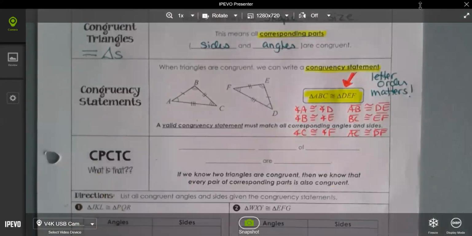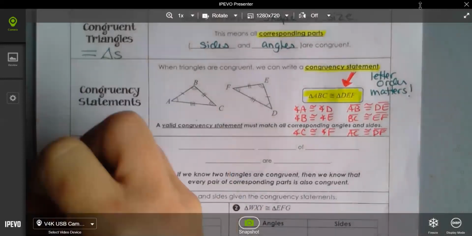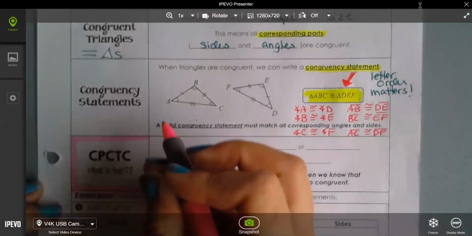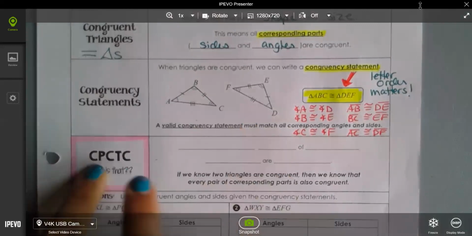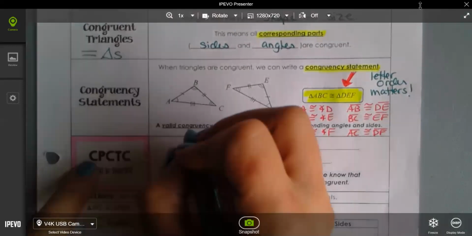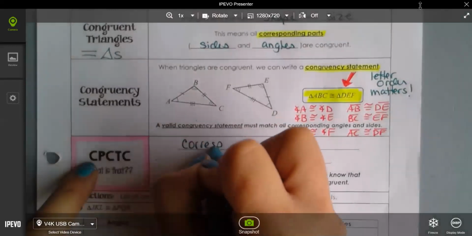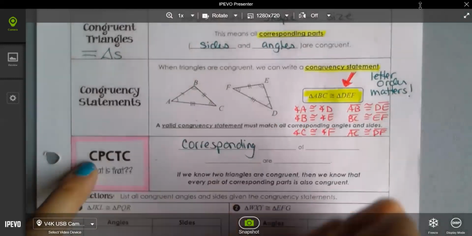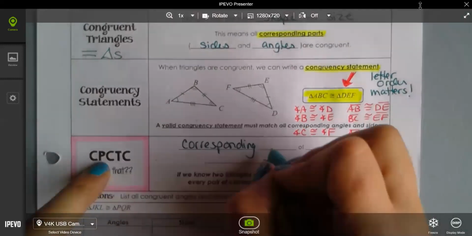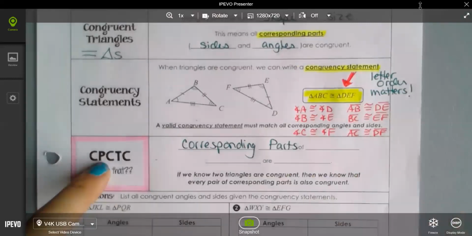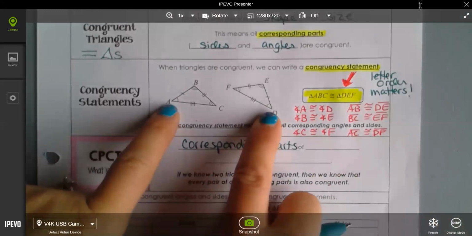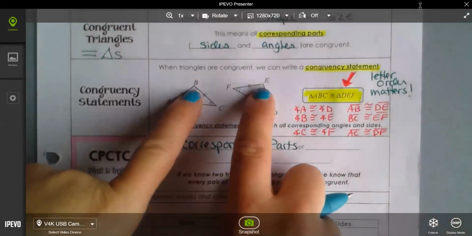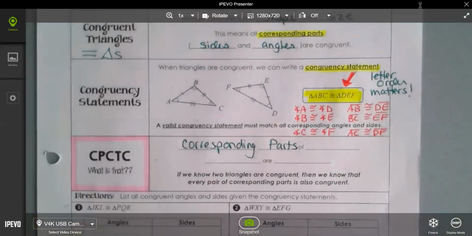CPCTC. This is an abbreviation. When I was in high school, my teacher would not allow us to abbreviate anything. We had to write it out over and over and over again. What does CPCTC stand for? This is what it stands for. C, corresponding. P, parts. So corresponding parts are the parts that go together, like A and D go together, and B and E go together. Those would be corresponding parts.